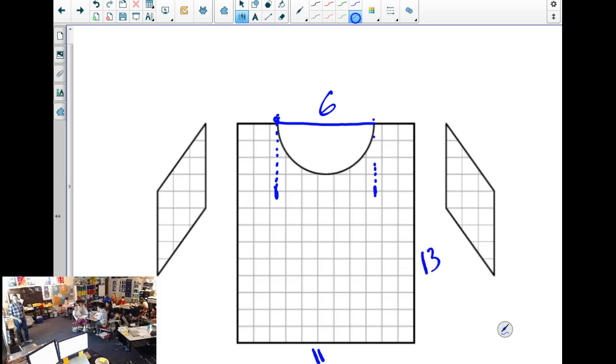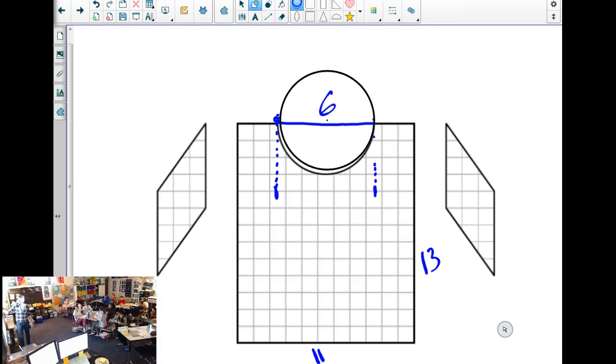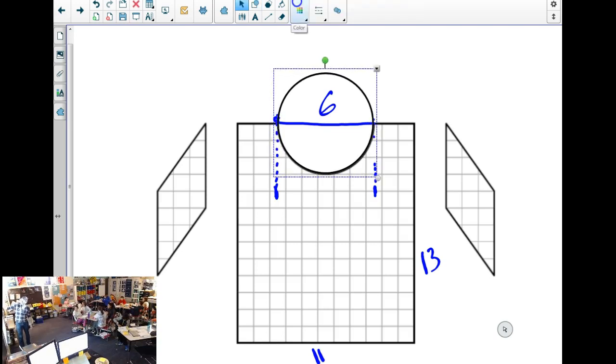Gross. So we would envision. Are you surprised? We would envision the whole circle. Right? Now, that part we can get through. Right? Envision the whole circle, cut it in half, take that away. However, who can talk me through the sleeves? George?